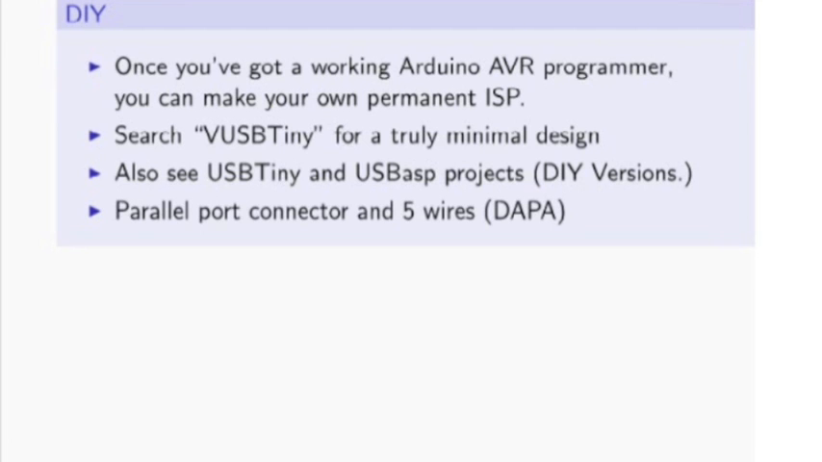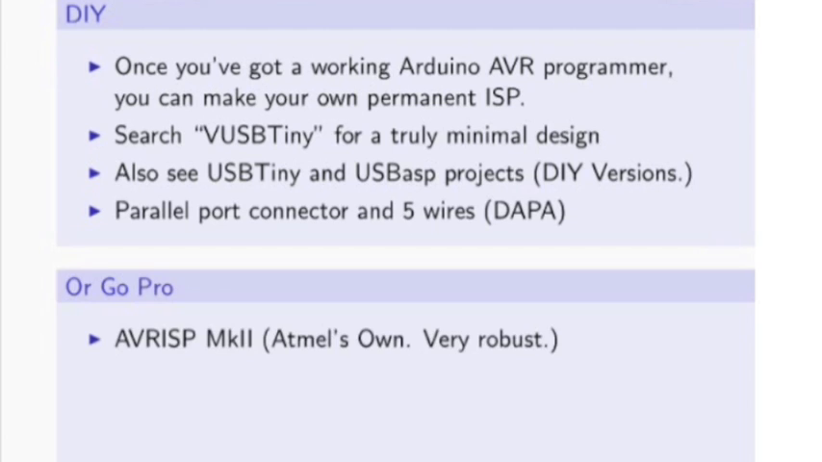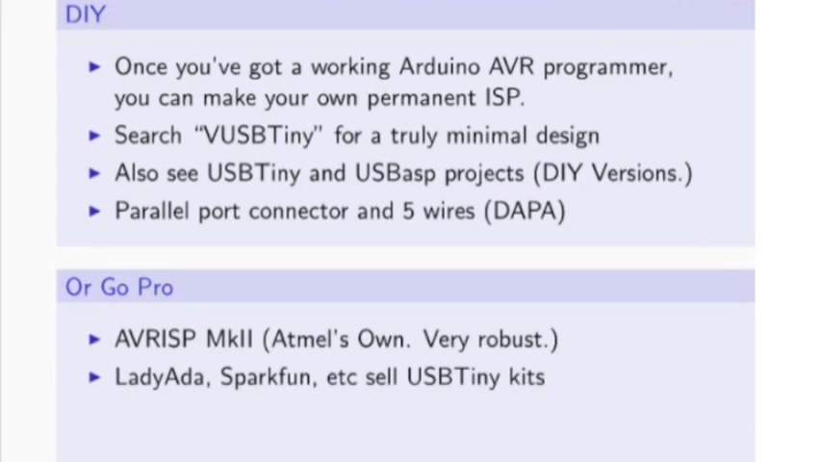If you want to buy something and spend some money, which is not a bad way to go necessarily, Atmel's programmer, the AVR ISP Mark II, is really good. It's a very robust programmer, speaks to all of the different AVR chips, but it's about $40, which isn't super much money. If you want to solder something together yourself, the usual hobby places have USBTiny kits. If you have a bus pirate kicking around, you can use that in SPI mode to program your chips.